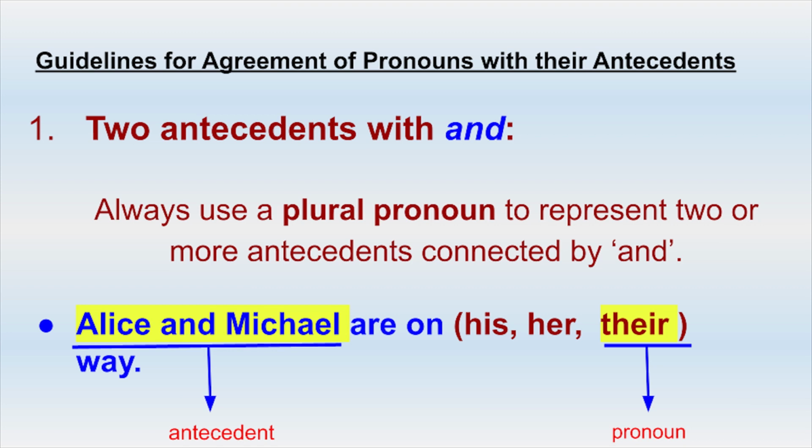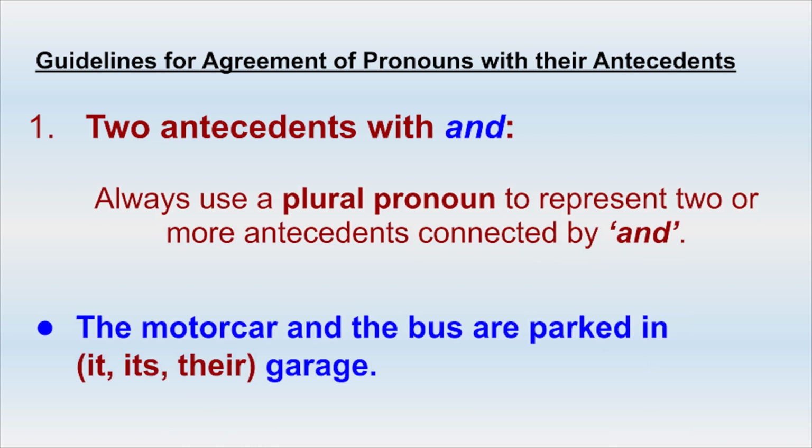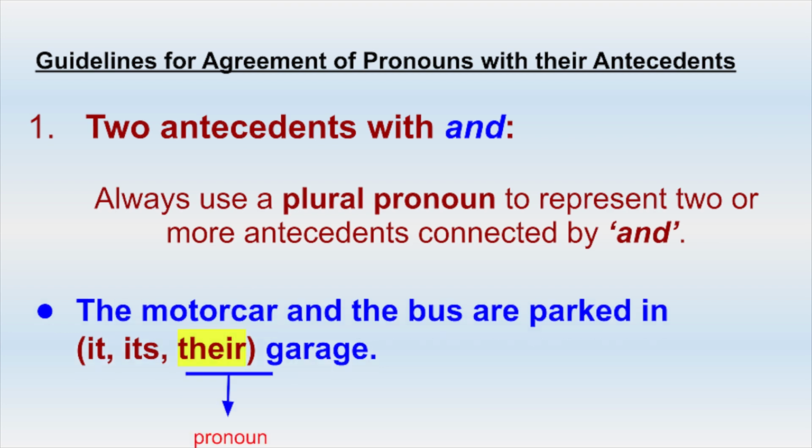Here is another example. The motor car and the bus are parked in it, its, or their garage. There is a correct pronoun. There refers to the antecedents motor car and bus.